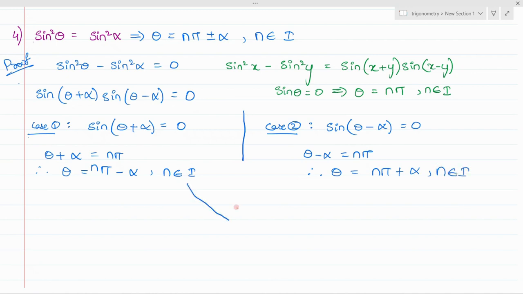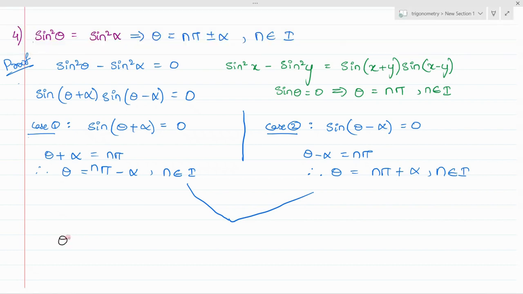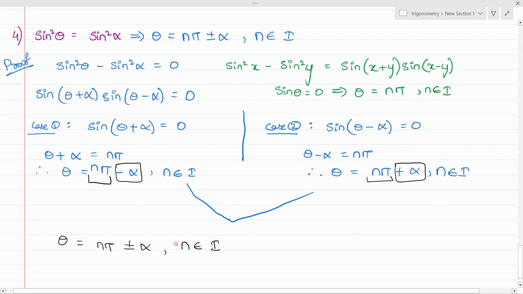If you write a common solution from these two solutions, here also there is an n pi, here also there is an n pi. So we can write it as n pi over here, and here it is minus alpha, here it is plus alpha. So directly we can write it as plus or minus alpha, and n belongs to all the integers. So that's the solution. Here it is, that is theta is equal to n pi plus or minus alpha, and n belongs to all the integers.